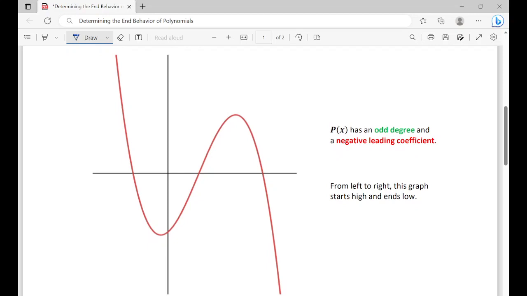Next, if p of x has an odd degree, its highest degree is odd, and its leading coefficient is negative, that means our graph from left to right is going to start high, go down, do something, and then end by going down. It's going to start high and end low. So again, from left to right, it starts high, goes down, and ends low if the degree is odd and the leading coefficient is negative.